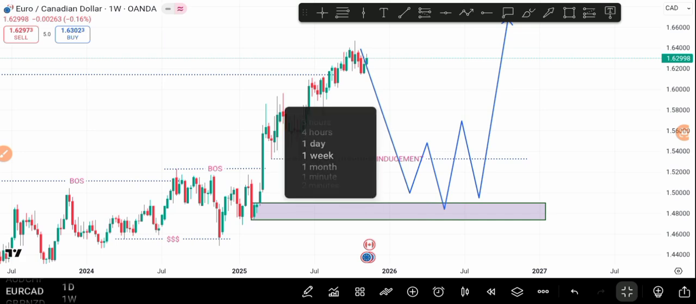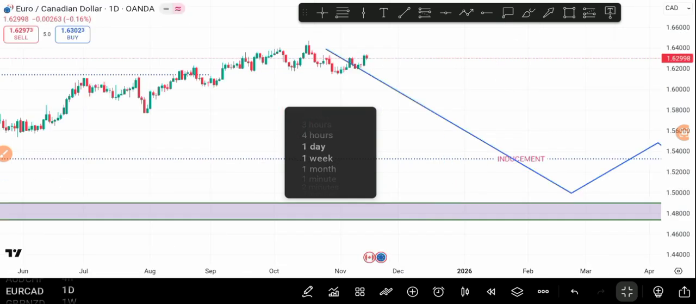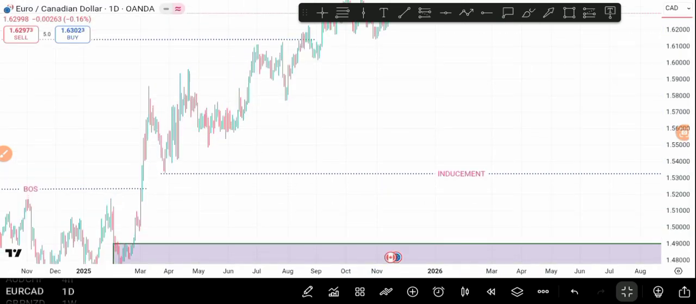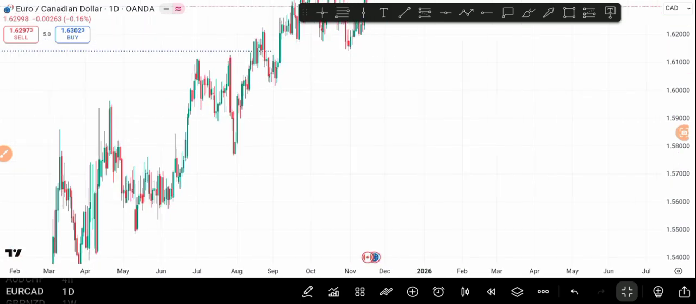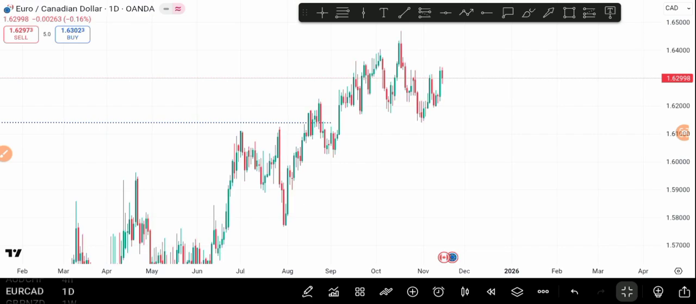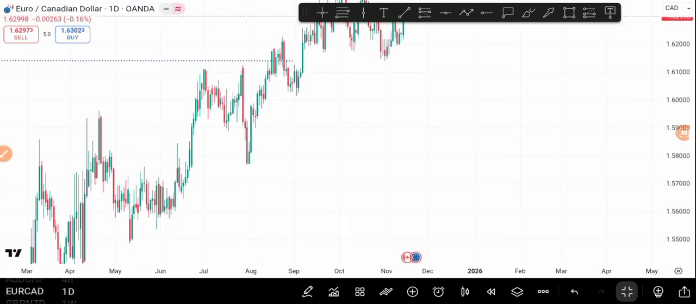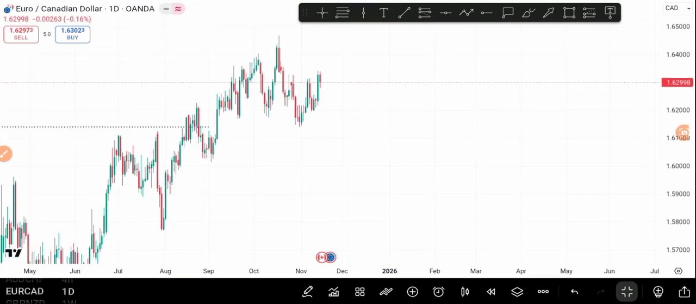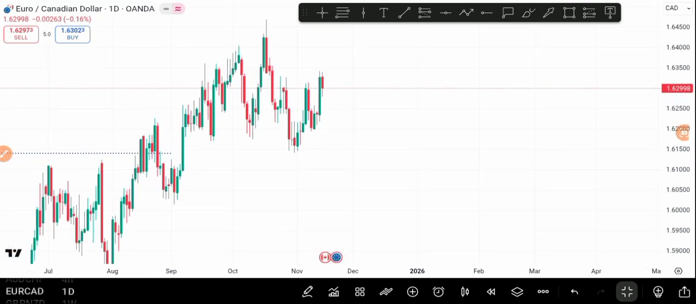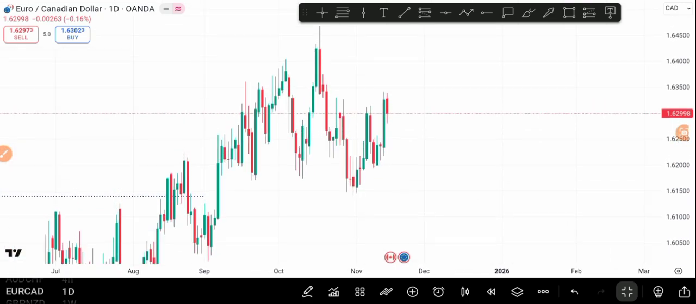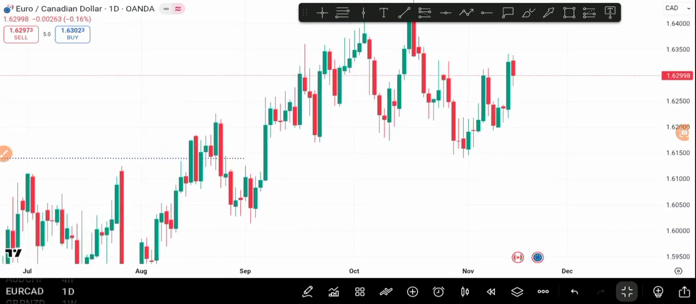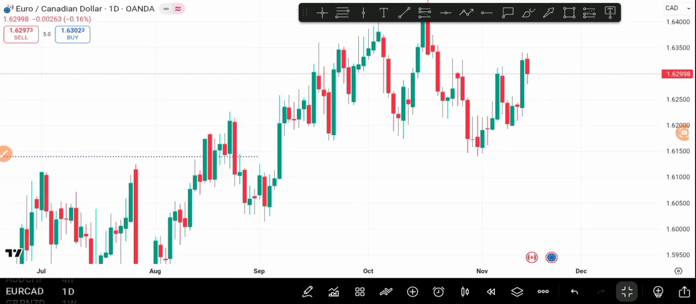On the daily time frame, let me remove this. Now let's check on the daily time frame what's happening. On the daily time frame, what is happening here? I want to show you something I realized last week. Now on the daily time frame, look at this. Let me show you something.